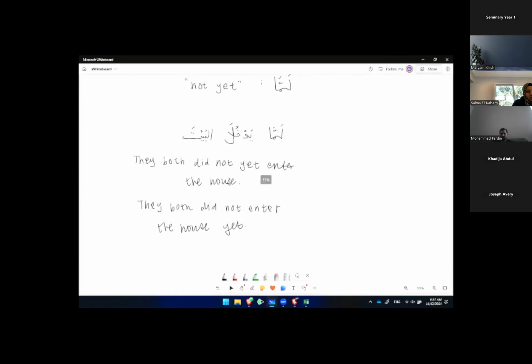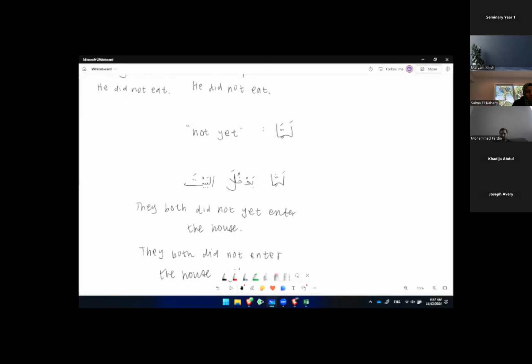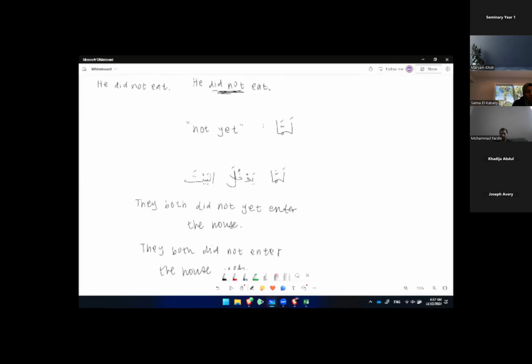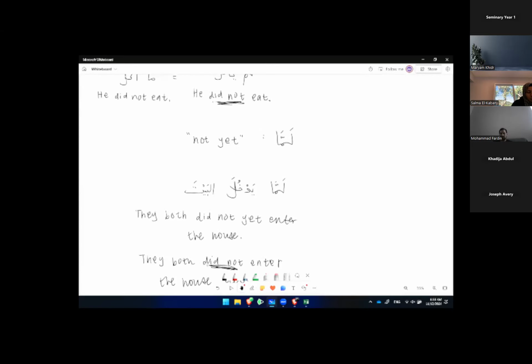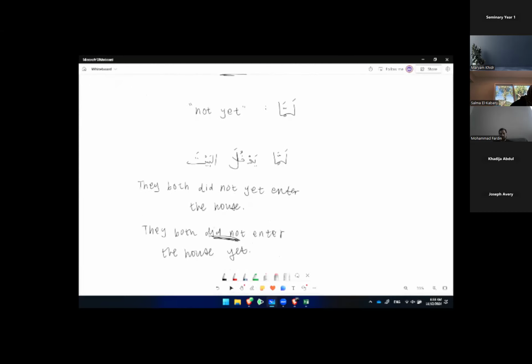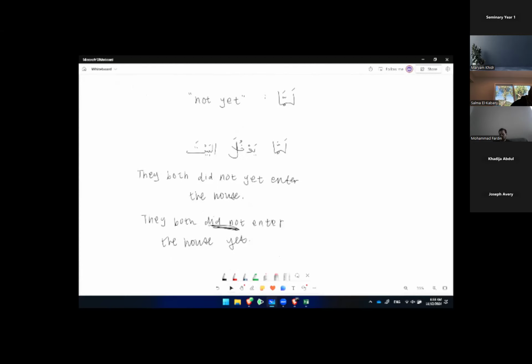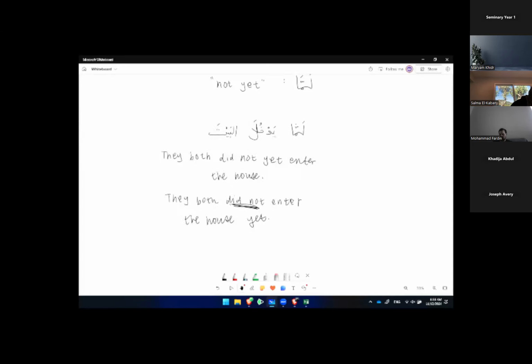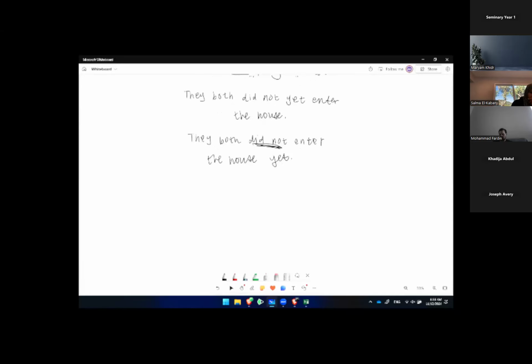So what's the difference between the previous did not and this did not? The difference is that the previous one is simple negation. This did not happen. Whereas lamma implies that it is going to happen in the future. When you say yet, they both did not enter the house yet, there's an implied but they will at some point in the future. It's going to happen. That is lamma. Next, any questions on lam or lamma?